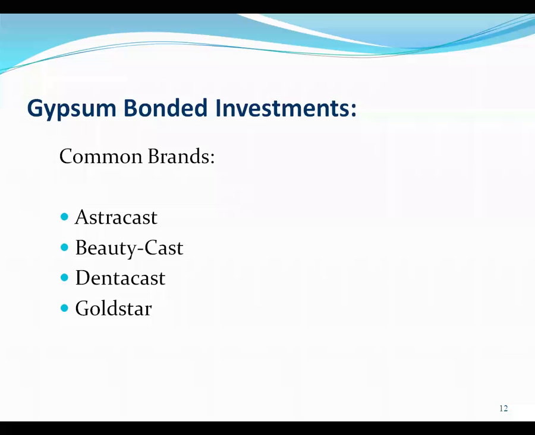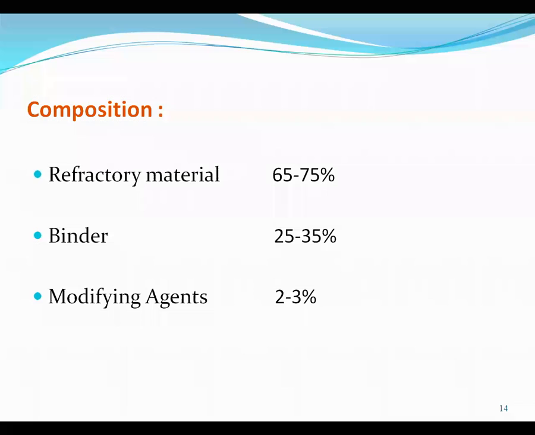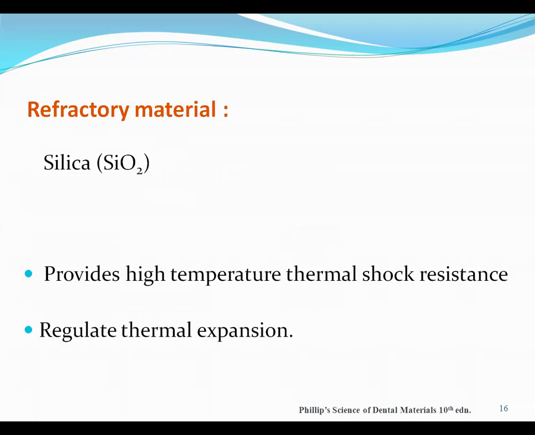Gypsum bonded investment materials are classified into three types: type 1, 2, and 3. Type 1 and 2 are used for single crowns, inlays, onlays, and type 3 is used for CPD, cast partial denture. Again the composition: refractory material, binder, and modifying agent. These are the percentages of each ingredient. Silica provides high temperature thermal shock resistance.